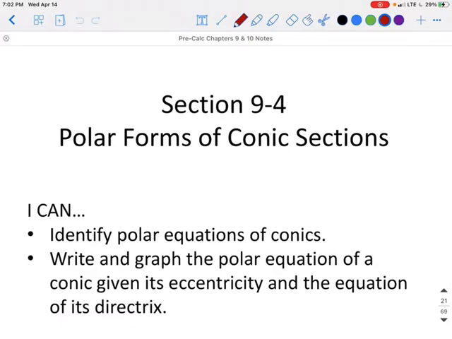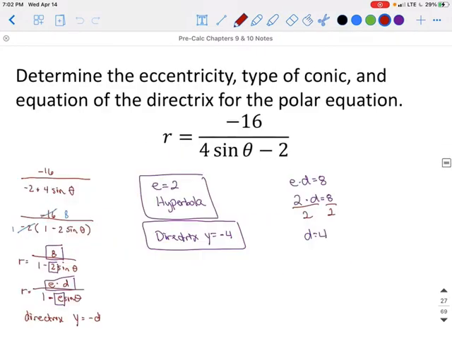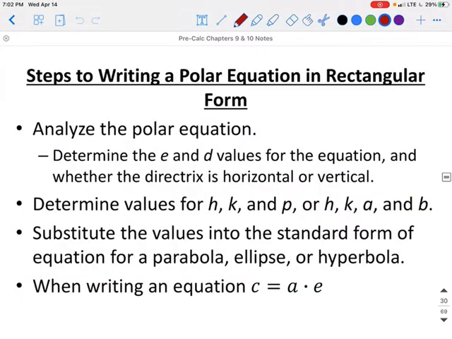This is section 9.4, part A, polar forms of conic sections. So if you need to write polar equations in rectangular forms, first you're going to need to analyze the polar equation. When you're doing that, you need to determine the E and the D values for the equation and whether the directrix will be horizontal or vertical.